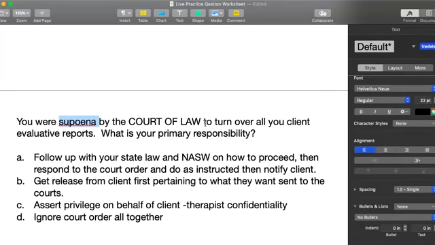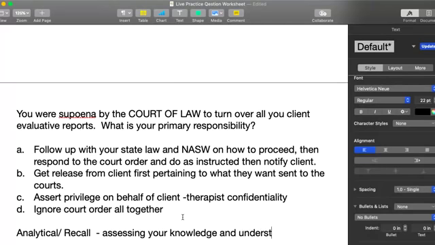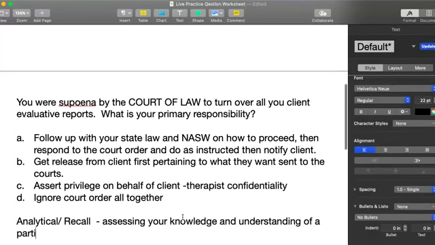Okay, so this, as we know, is not an analytical kind of question. We understand this to be a recall type question. This is one of those types of questions that you'll see on the exam, not quite written in this fashion, but similar, that will be recalling or assessing your knowledge and understanding of a particular content area. Now, what I want to say to you is that this is very important. You need to know this.